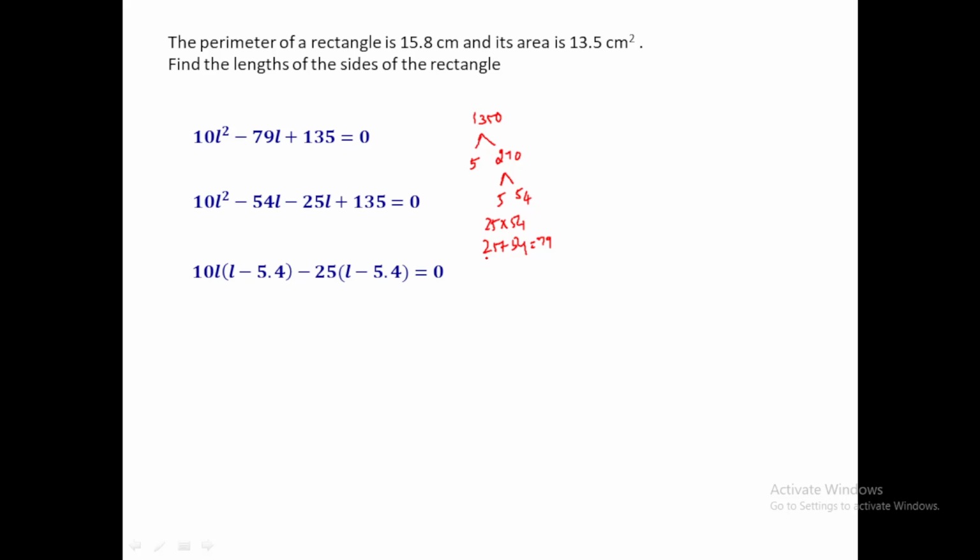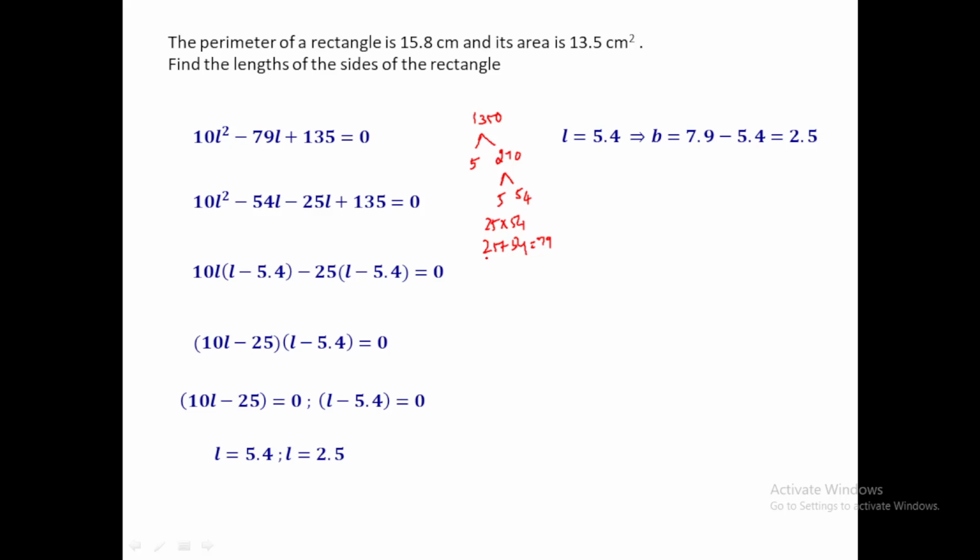Then we can take 10L as common from 10L squared minus 54L. We get 10L times (L minus 5.4). And we can take 25 as common from minus 25L plus 135. We get minus 25 times (L minus 5.4). Now L minus 5.4 is common for both terms. Then we get (10L minus 25) times (L minus 5.4). Then we can use the zero product rule to equate each term to 0, then L can be found as 5.4 and 2.5. Whenever L is 5.4, B is 2.5. Whenever L is 2.5, B is 5.4.